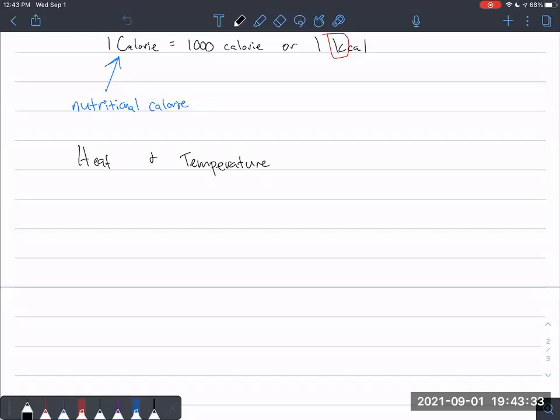Okay, so we were talking about the difference between heat and temperature.